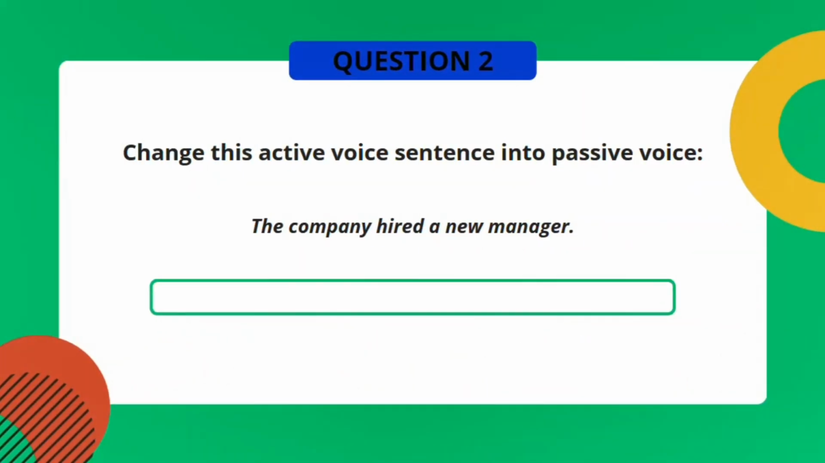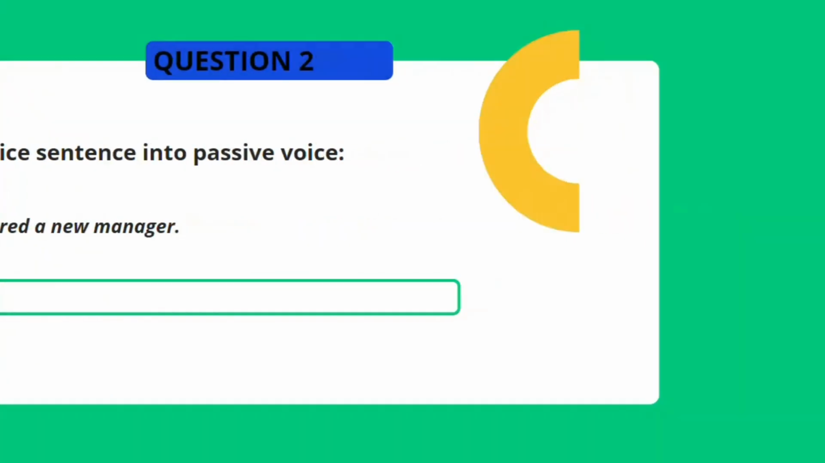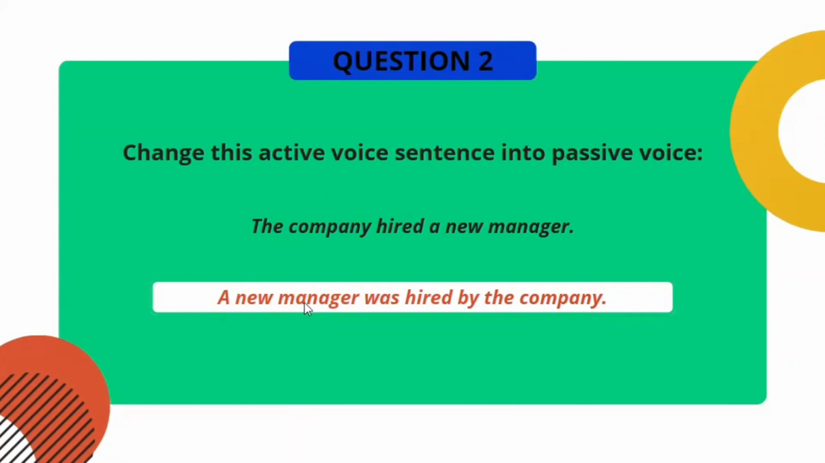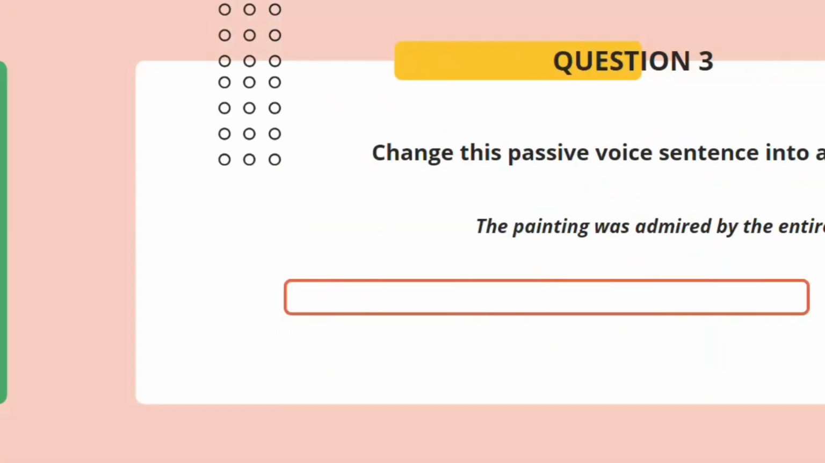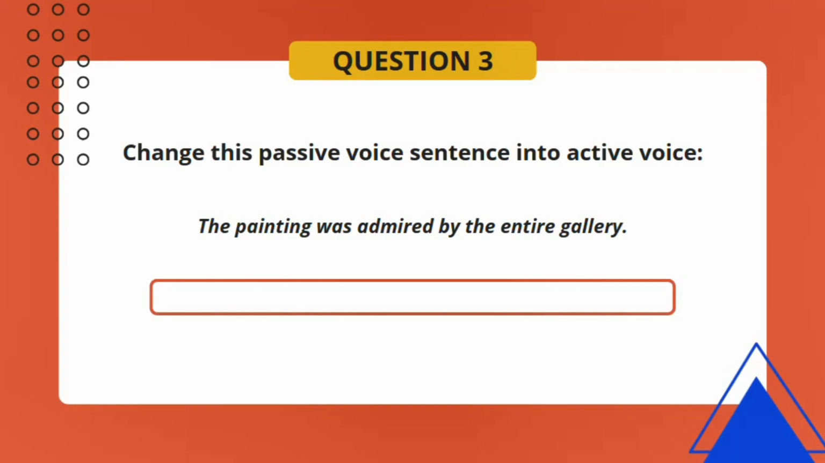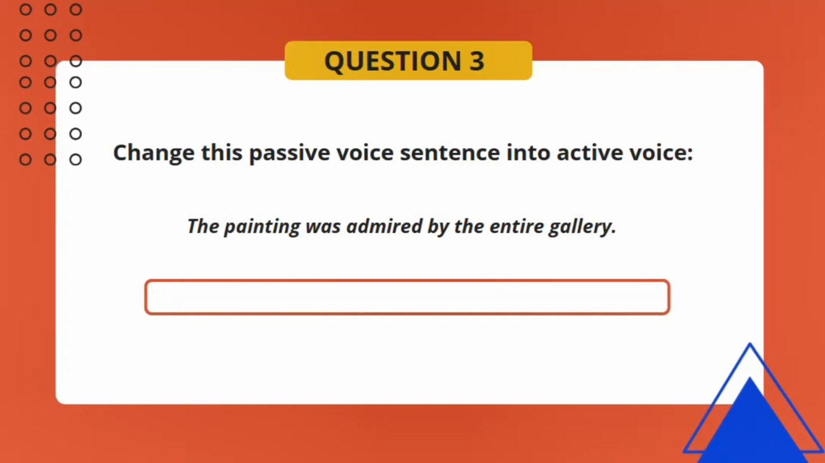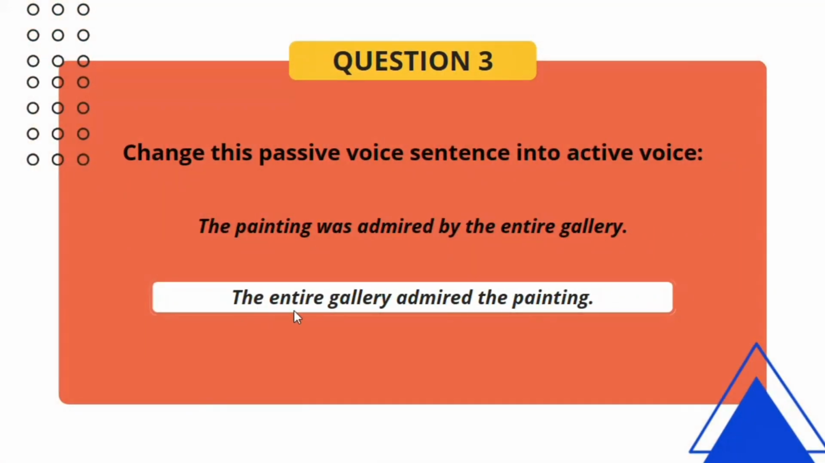Question 2. Change this active voice sentence into passive voice. The company hired a new manager. A new manager was hired by the company. Question number 3. Change this passive voice sentence into active voice. The painting was admired by the entire gallery. The entire gallery admired the painting.